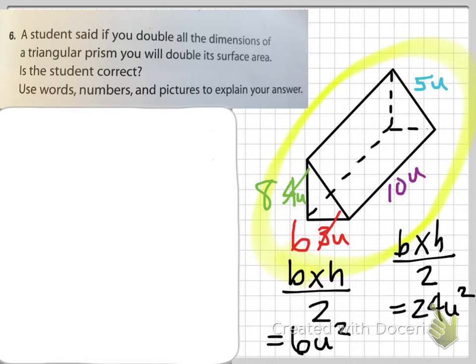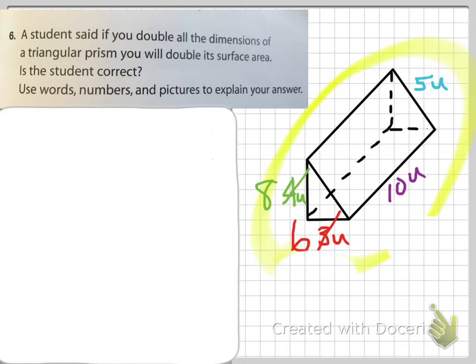Let's take a look at the surface area of one of the rectangular faces just to see if our math still works out. So if I was going to look at the rectangular face right here, here's the rectangular face I'm going to work with.